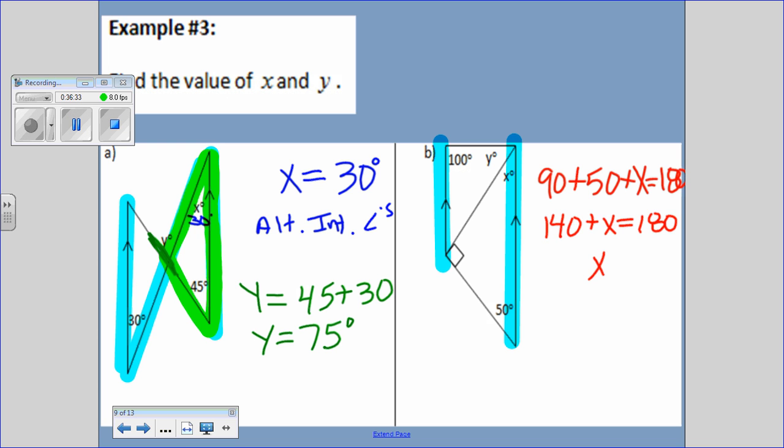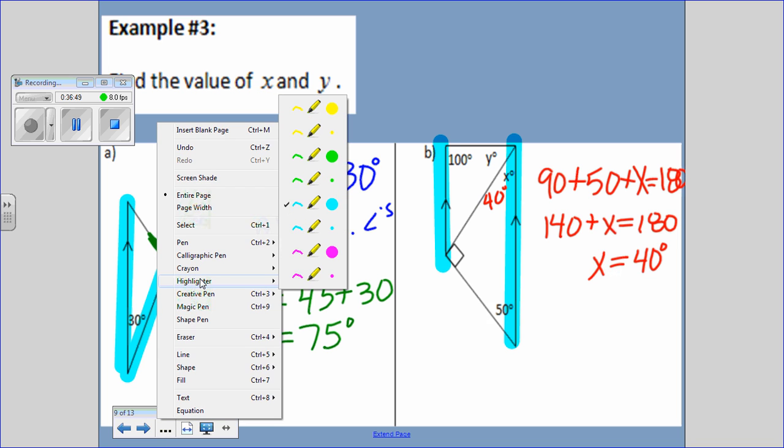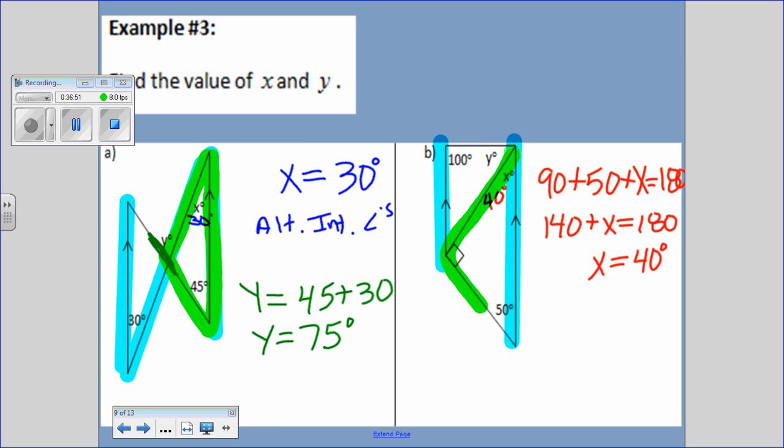Good. So Felix said that x equals 40 degrees. That's good. So now we have x. We used this triangle down here. We did the triangle sum theorem. We added them all up to get 180.